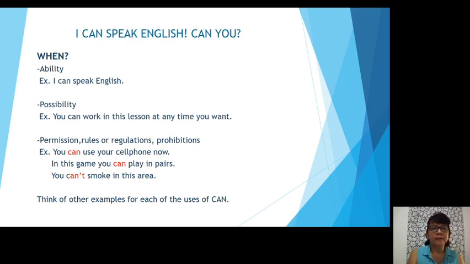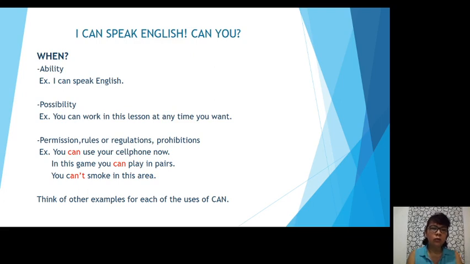Possibility. As an example, you can work in this lesson at any time you want. For example, it is possible that you're working this lesson now, or maybe you can review the lesson in the afternoon or check it in the evening. At any time you want, you can work in this lesson.